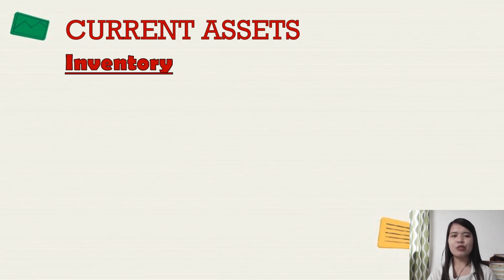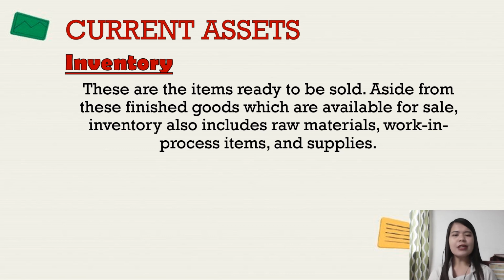Under current assets, we also have inventory. So, these are the items ready to be sold. For example, meron kang isang tindahan, lahat ng iyong paninda, pasok yan kay inventory. Doon mo siya i-record under kay inventory. Pero si inventory also includes raw materials, work in process items, and the supplies that you're going to use to produce the product. Okay? So, ibig sabihin, kay inventory, halimbawa, nagtitinda ka ng pagkain, yung iyong mga ingredient, pasok siya kay inventory. So, these are the items ready to be sold and also the items that you're going to use for the preparation or for the production of your finished goods.